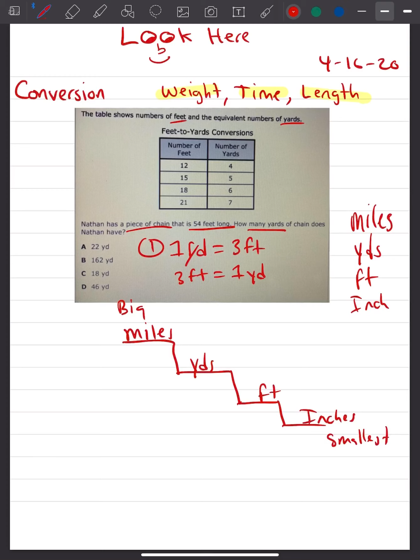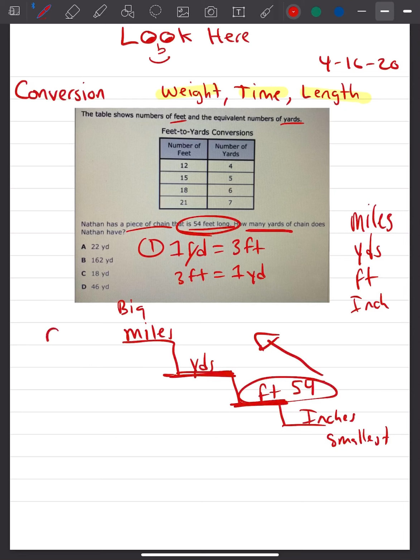All right, so what information do you have? What information did Nathan give you? They gave you 54 feet. So right now, we have 54 feet, but they want us to know yards. They want us to go up this way, guys. So I'm going to go from a small unit, because a foot is smaller than a yard. I'm going to go from a small to a big.